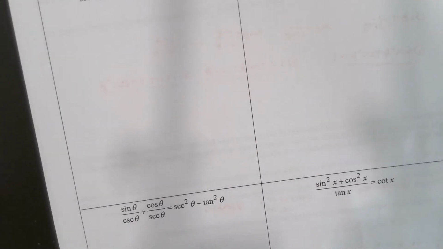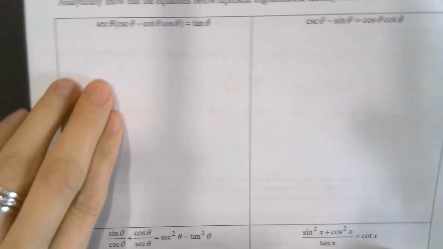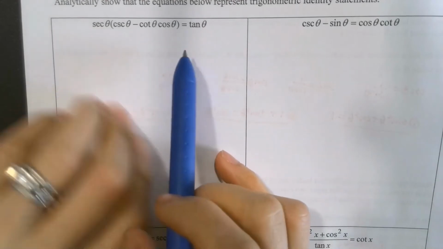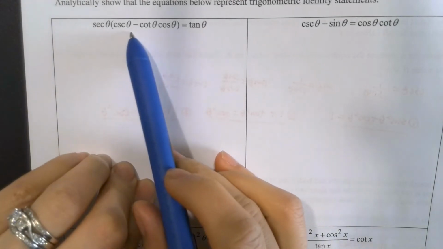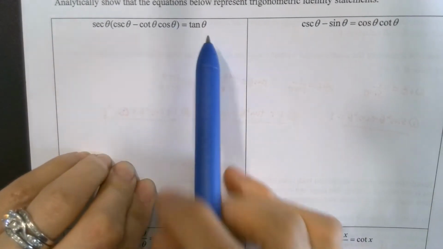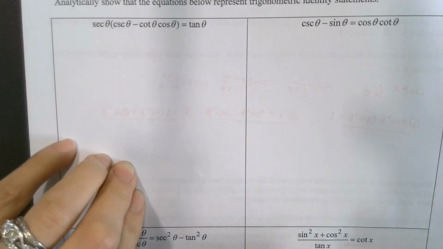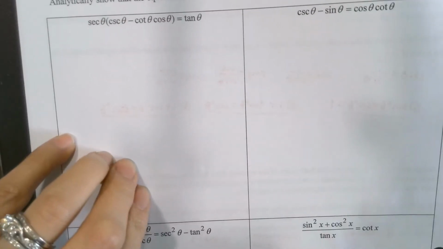Now we're going to do this problem. So for those who are doing it on a piece of paper, write this down. Secant theta times cosecant theta minus blah blah blah equal to tangent theta. That's going to be the last problem I'm going to do. Maybe.